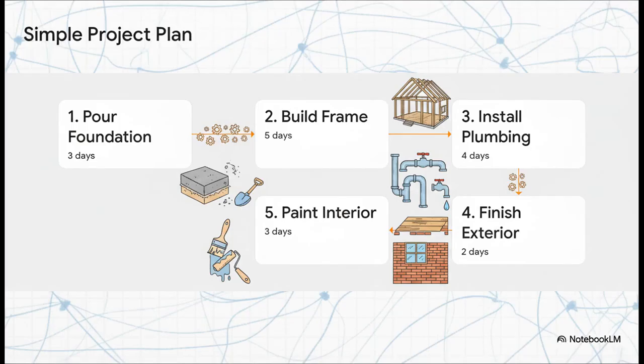So let's just look at this simple plan as a graph. First, you pour the foundation. That takes 3 days. Once that's done, you can build the frame, which takes 5 days. Now, with the frame up, a couple of things can happen. You need to install the plumbing, which is 4 days, and you also need to finish the exterior, which is 2 days. And finally, you can also paint the interior once the frame's up, and that takes 3 days.